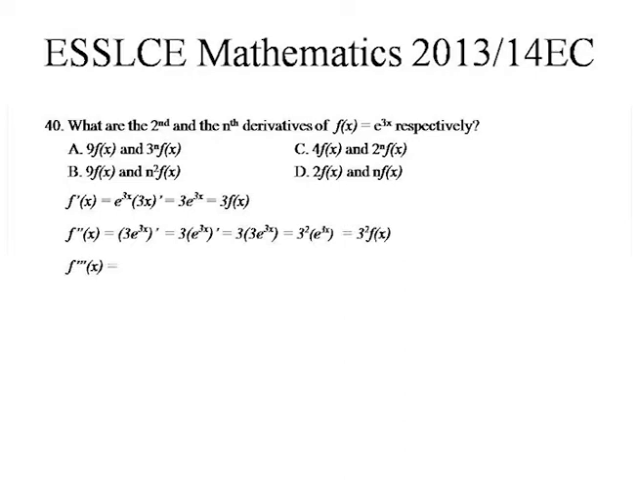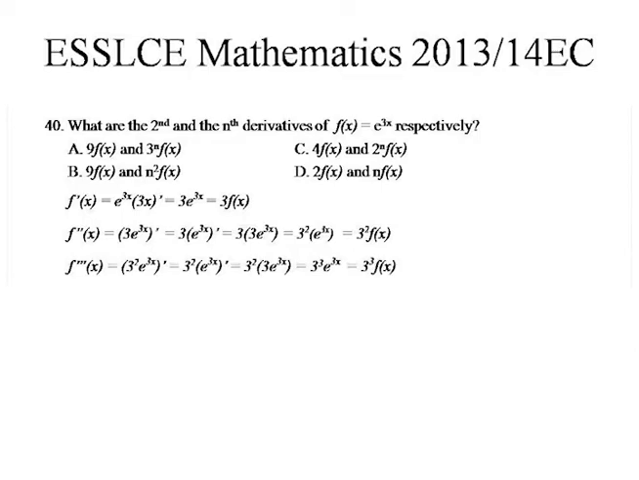The third derivative of f of x is equal to the derivative of the second derivative, which is equal to 3 squared times e to the power of 3x. 3 squared is a constant that can be taken to the front, times the derivative of e to the power of 3x. The derivative of e to the power of 3x is already determined, which is equal to 3 squared times 3 times e to the power of 3x. 3 squared times 3 is 3 cubed times e to the power of 3x, which is equal to 3 cubed times f of x.